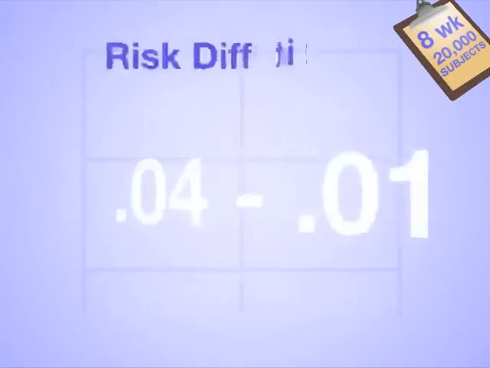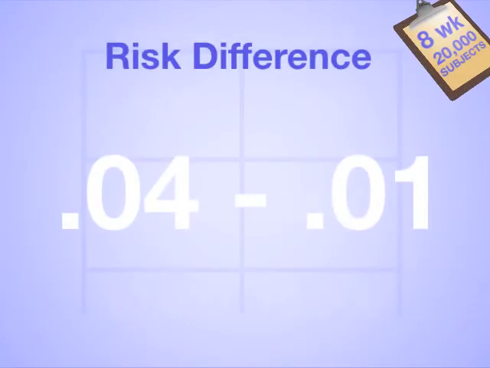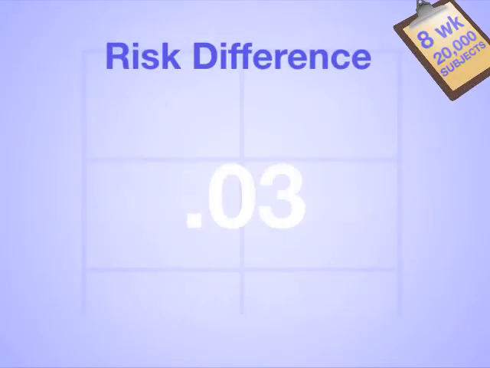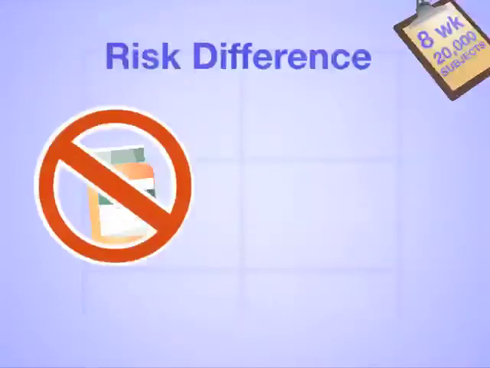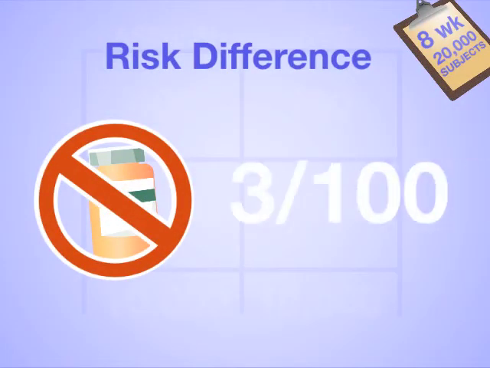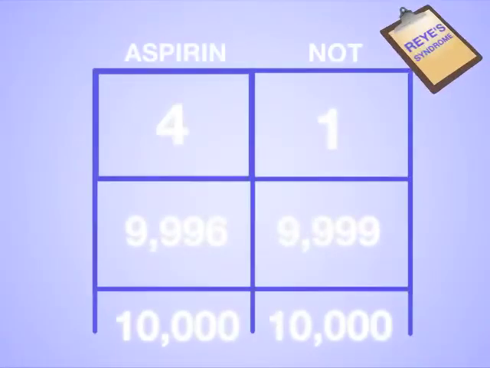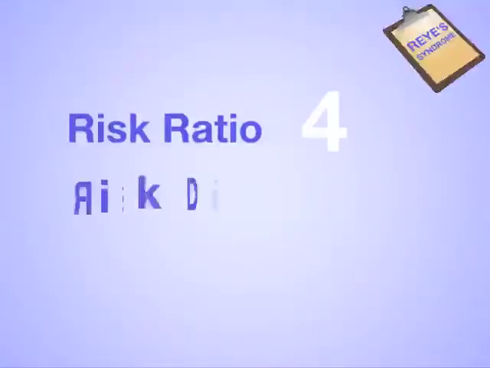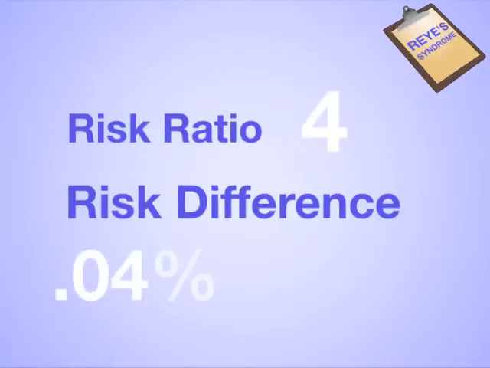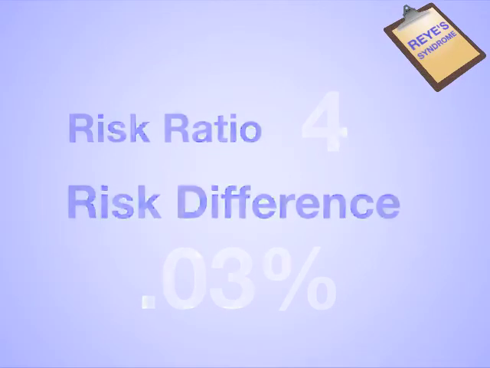The risk difference is 0.04 minus 0.01, which equals 0.03. This means that stopping all aspirin use would prevent about 3 cases of GI bleeding for every 100 people. What if this was a study of Reye's syndrome and only 4 persons exposed to aspirin developed Reye's, while only 1 person in the non-aspirin group did? Our risk ratio is still 4, but our risk difference is now only 0.04% minus 0.01%, which equals 0.03%.